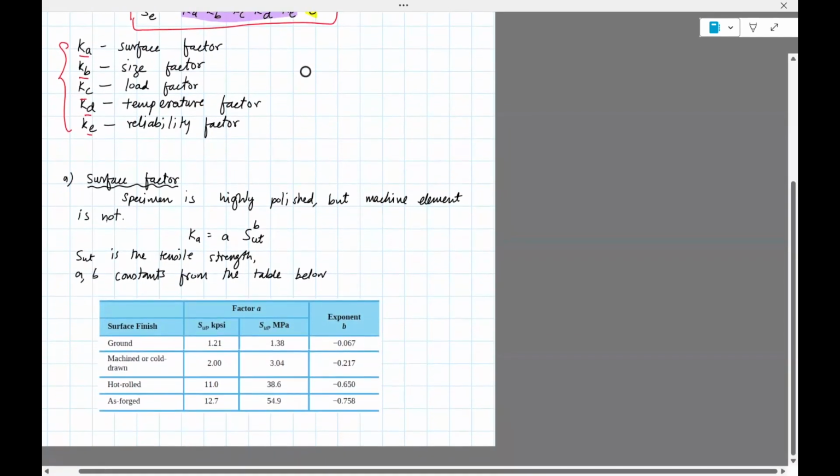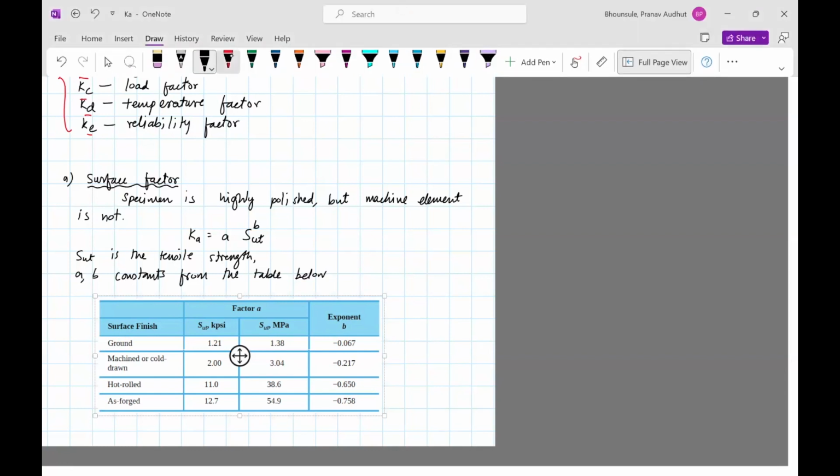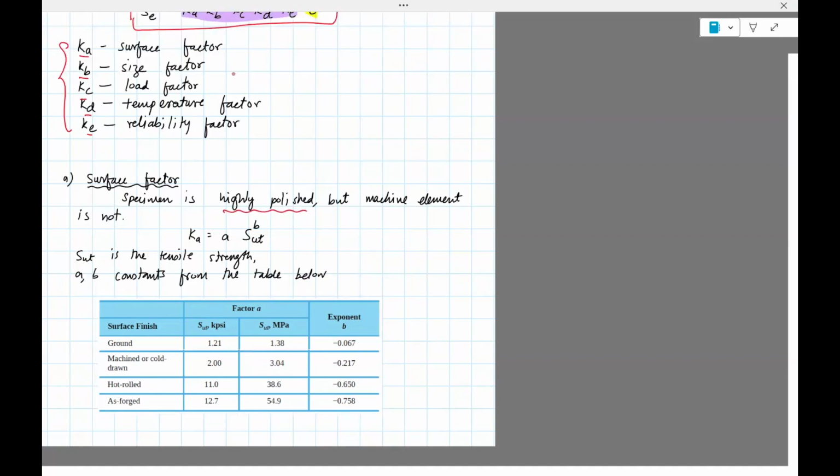Surface factor. When you look at the specimen in the lab, it's highly polished. It's just perfect, but a machine element is not, right? Don't expect it. So depending on the finish, you can find the endurance factor Ka. It is a times SUT raised to b. SUT is the tensile strength, a material property, and a and b are constants which come from the table below. So you will figure out what the surface finish is. If it's ground, you will use a factor of a as 1.21 if you have kpsi, or 1.38 if you have SUT in MPa, and you'll use the exponent minus 0.067. Same for some other ways in which you finish it. So based on that, you will compute Ka. That would be one of the factors.